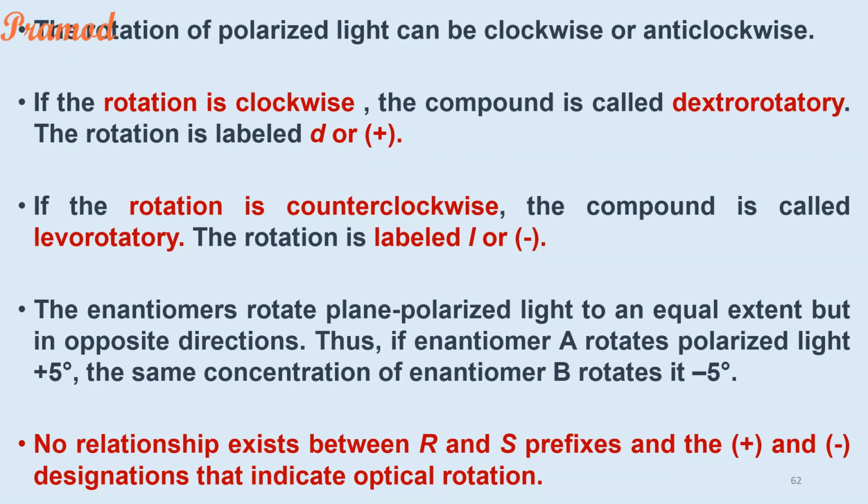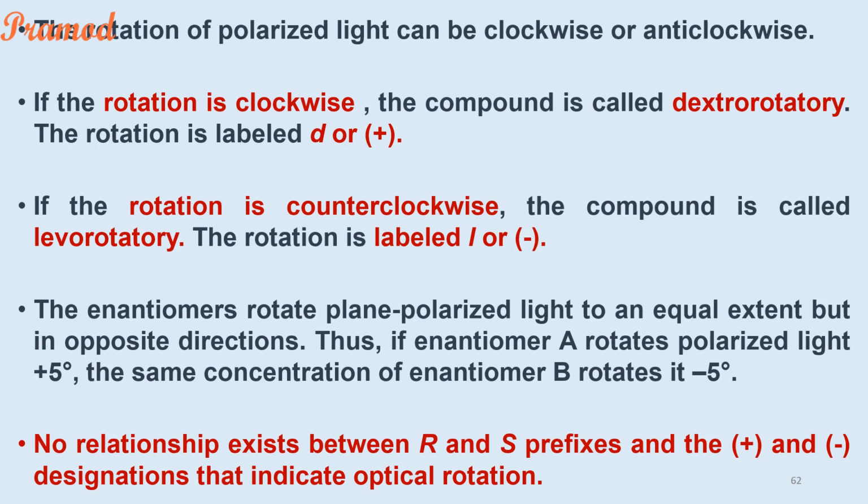Do not get confused between the capital L and capital D used in the DL relative configuration. Remember this, very important. Small d and small l represent the rotation of the plane polarized light. If it is towards the right or clockwise, it is known as dextro, small d or plus. If it rotates counterclockwise, it is known as minus, or small l, that is, levorotatory.